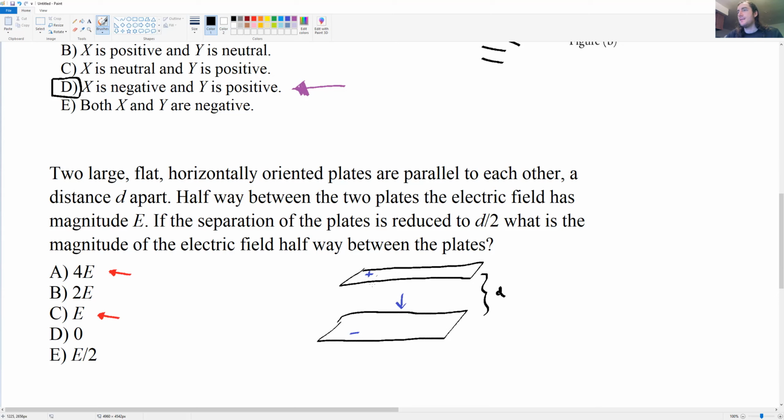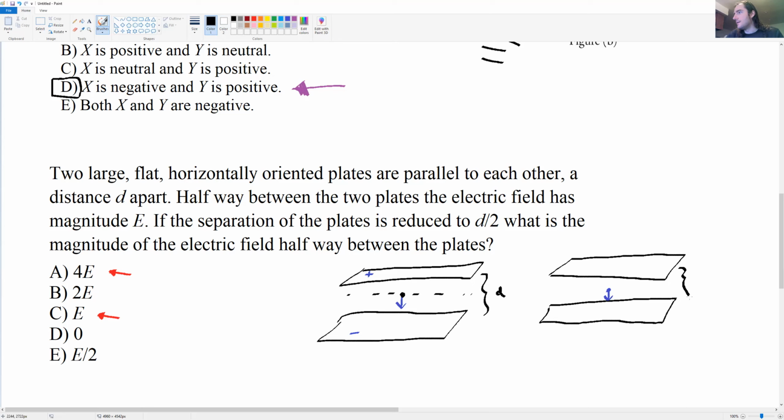And then it says, at this middle point right here, if we decrease the distance to d over 2, in other words, we make the plates closer together, then how would that change the electric field at that same point? So I'll just draw it in there. And now the distance here is d over 2.